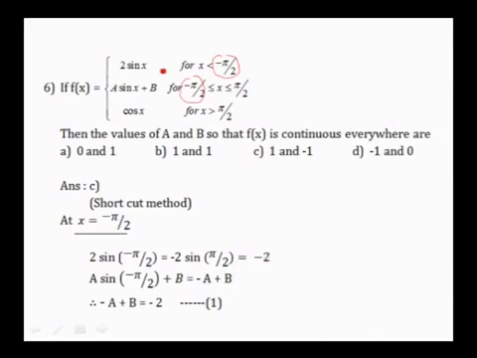You put x equals minus pi by 2 here: 2 into sin minus pi by 2. Sin minus theta is minus sin theta, so minus 2 sin pi by 2 is minus 2. In the second option, this is for less than, this is for greater than, so you put x equals minus pi by 2 here also. a sin minus pi by 2 plus b is minus a plus b. These two must be same, because he has given that f(x) is continuous. Since f(x) is continuous, the LHL and RHL must be same. So minus a plus b is equal to minus 2. That is equation 1.